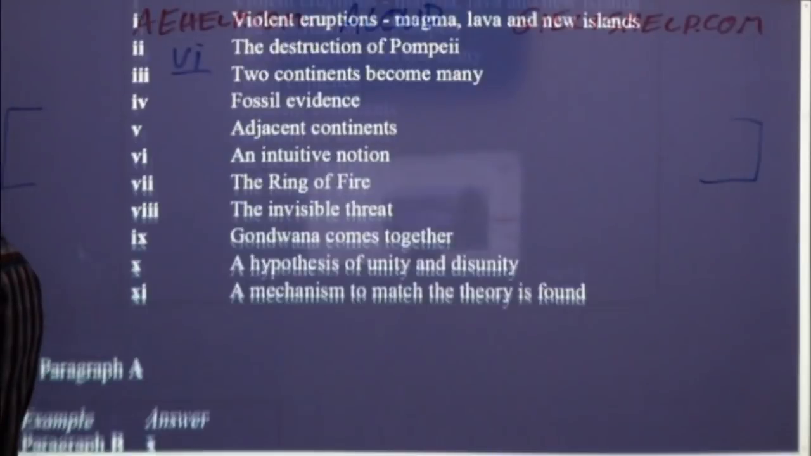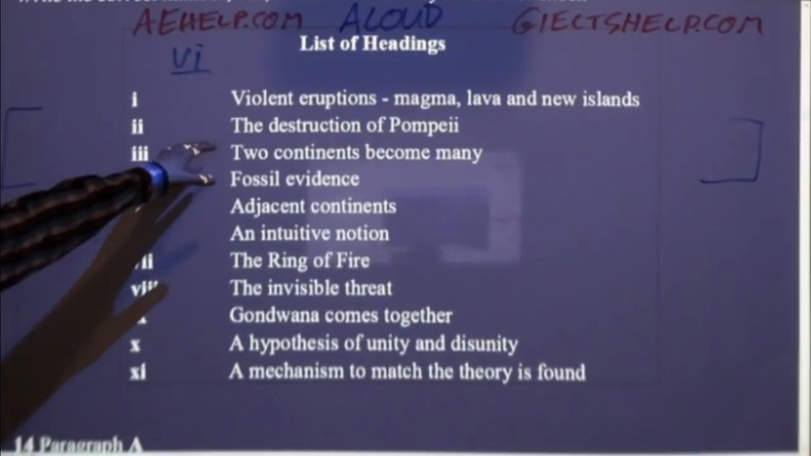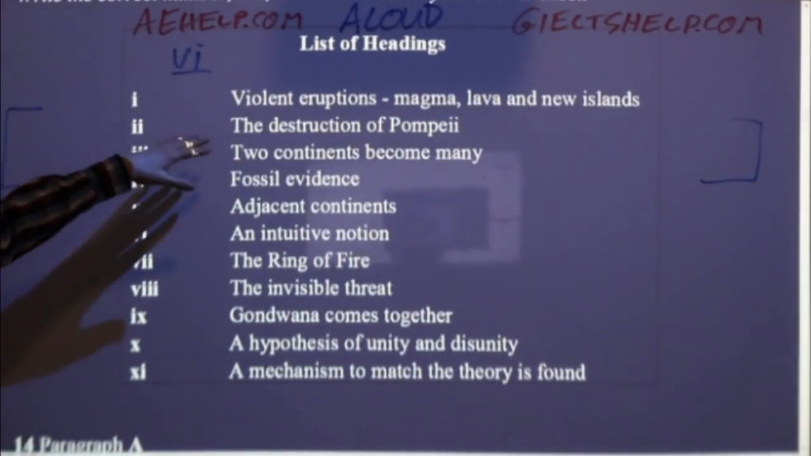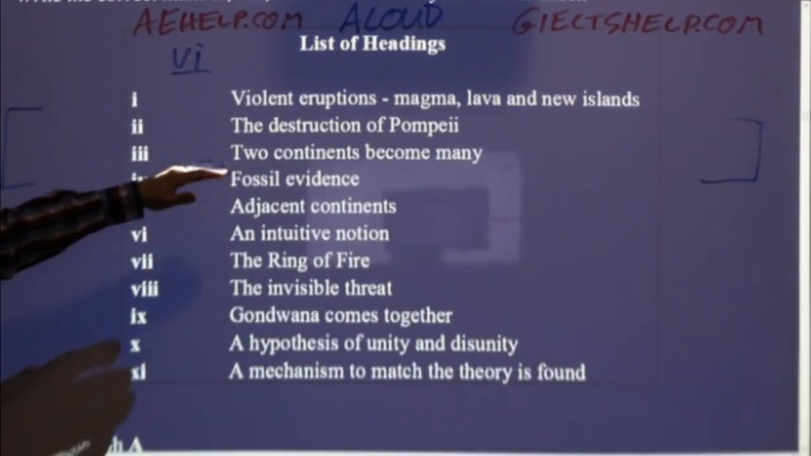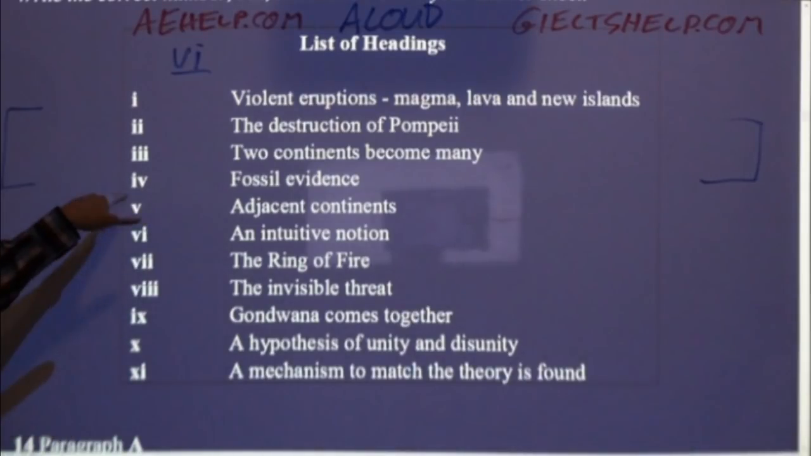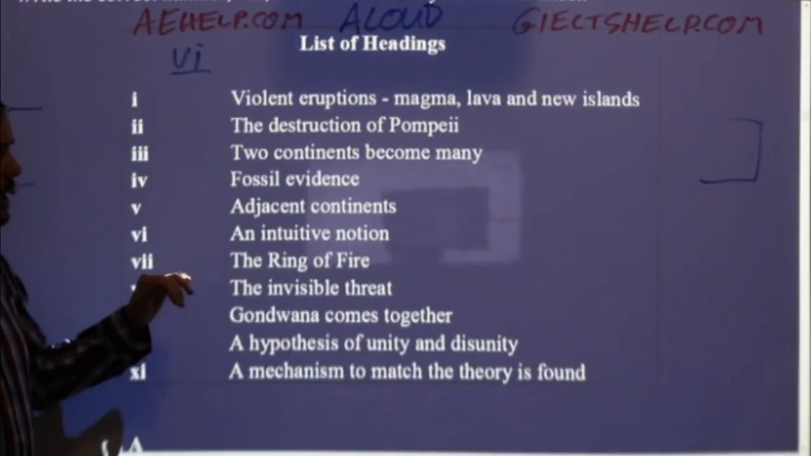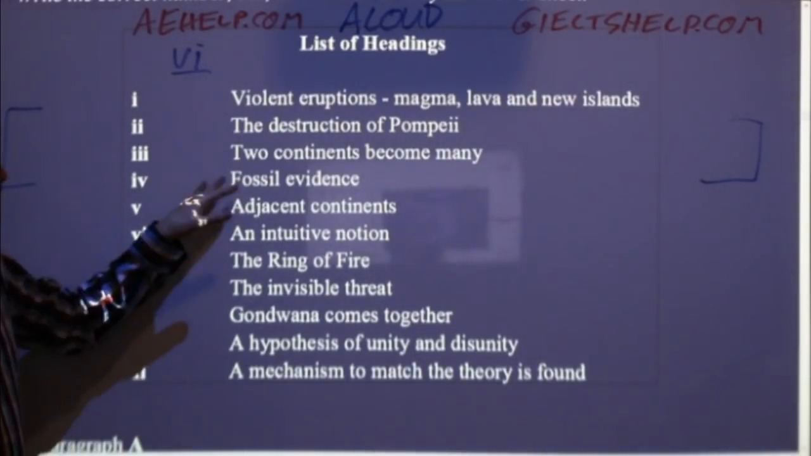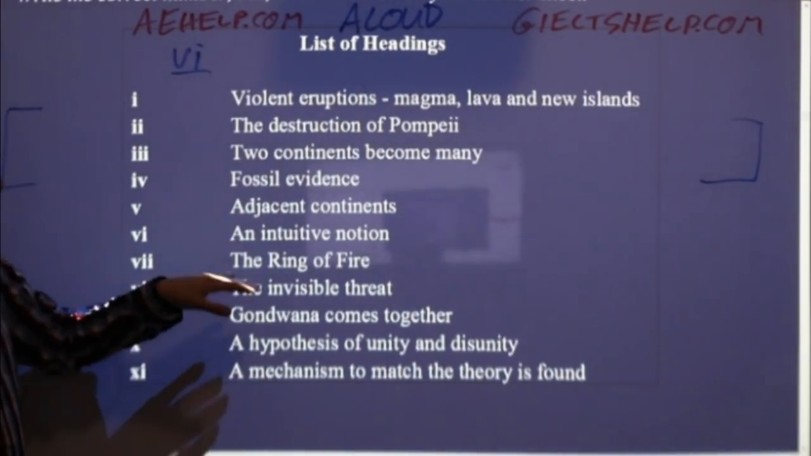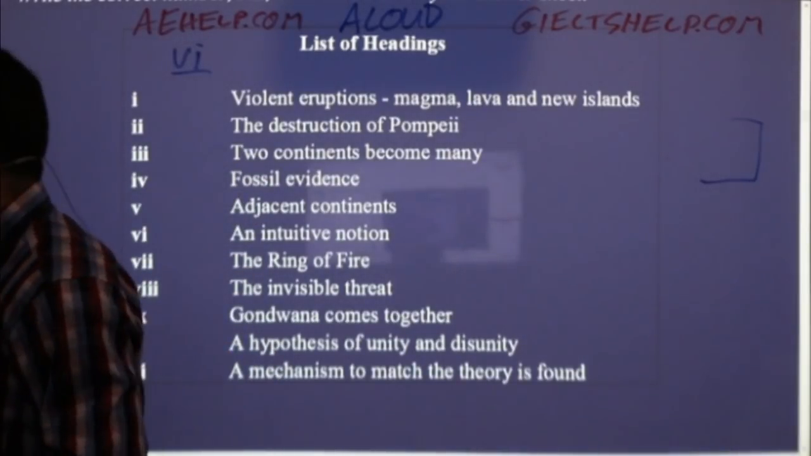Division of continents. So which of these is the best answer? Violent eruptions. So is it about volcanoes, the destruction of a city? Two continents become many. Whoa, yeah, that looks great. Okay, so number 3 looks fantastic. 4, 5, 6, 7, 8, 9, 10, 11. Make sure you skim them all, even when you have it pinned down that this is the right one. Still have a look at these. It's about having the best answer. This seems like the best answer. Stick with it. Go with it.